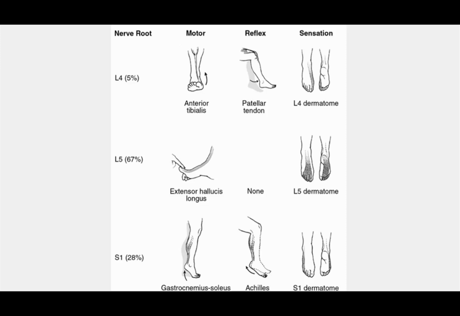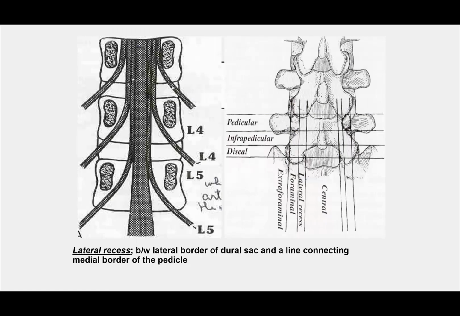So the L5 nerve root is very commonly affected, and these are some of the exam findings you will see with L4, L5, or S1 nerve root involvement. So remember your dermatomes, remember your myotomes, and then reflexes. Now we don't have a reflex for everything that localizes very well. So for S1, Achilles reflex. For L4, patellar tendon, but really don't have a good one for L5.